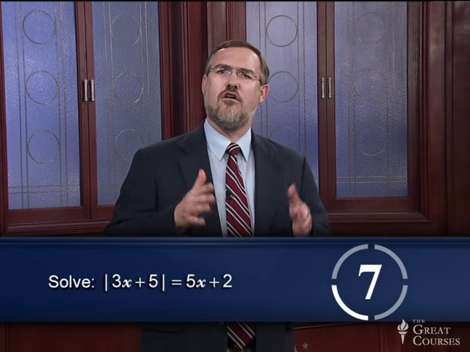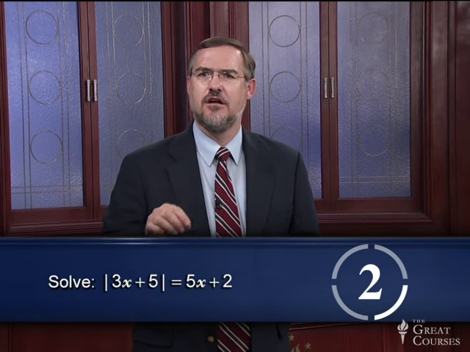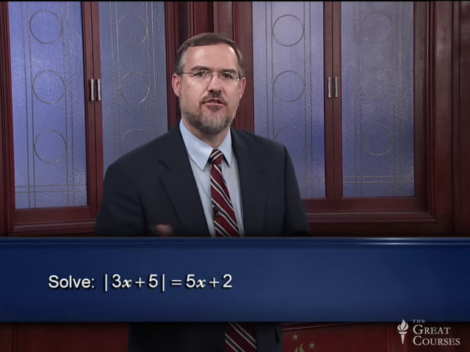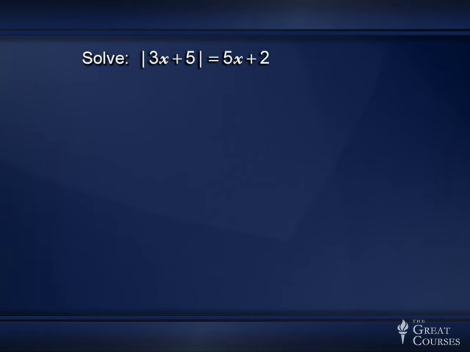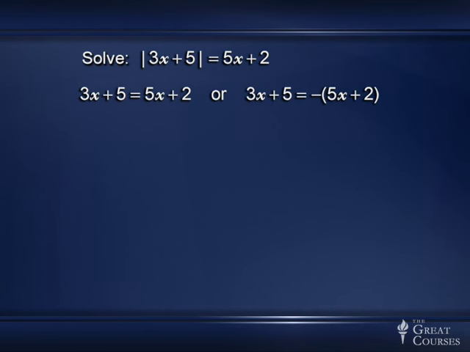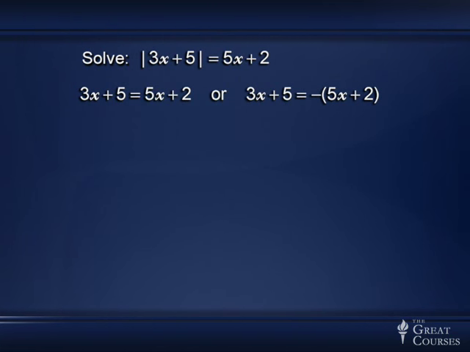Now I'd like you to see if you can solve one of these on your own, and let me give it to you here. Solve absolute value of 3x plus 5 equals 5x plus 2. Now let's do it together, and let's see if the numbers you got were correct. Again, I'm going to split this into two equations, and I'm going to solve each one separately. And those two equations are going to be 3x plus 5 equals 5x plus 2, or 3x plus 5 equals the negative of 5x plus 2.